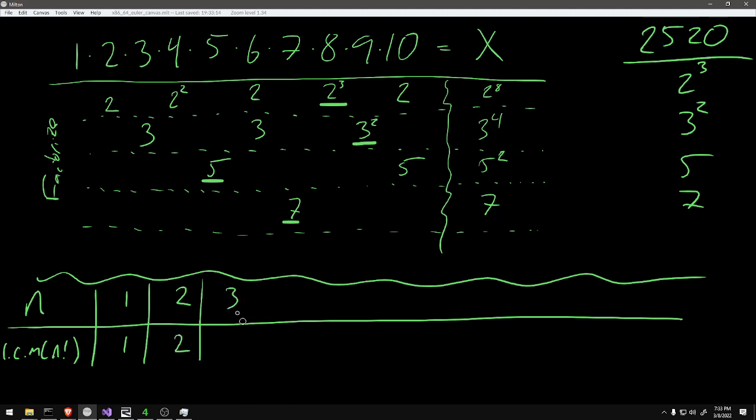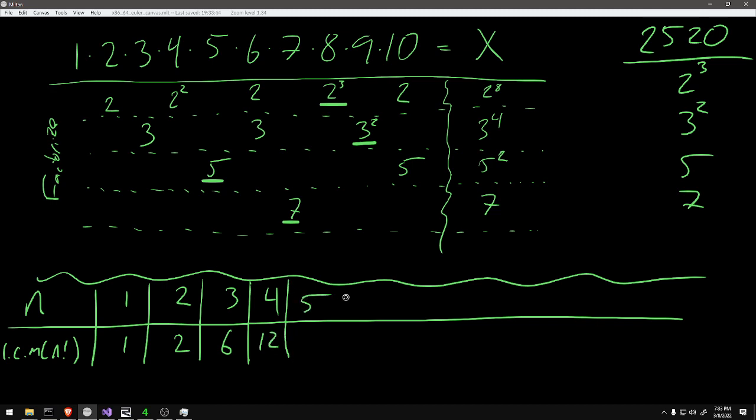If n is 3, then I'm looking at 2 times 3. I need to make that at least a 6 so that it's divisible by 2 and 3. If I put in a 4, well, now I need it to be divisible by 3 and 2, but also 4. And 2 and 4 have an overlap here, so I don't need to do 2 times 4, but I do need to do 3 times 4. So I can go to 12.